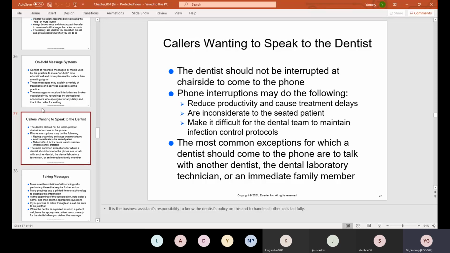And this is correct. If they want to speak to the dentist, just take a message, again, name, phone number, what it is in reference to, and then when the doctor is in their office or outside of treatment, you refer to them and let them know that so-and-so called, etc. The most common exceptions for which a dentist should come to the phone are to talk with another dentist, the dental laboratory technician, or an immediate family member, not to talk to another patient.